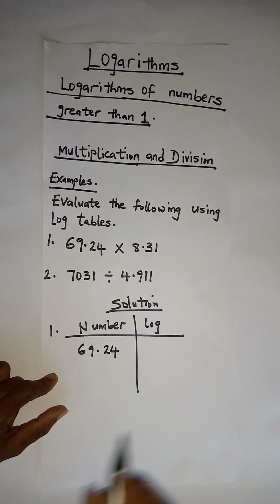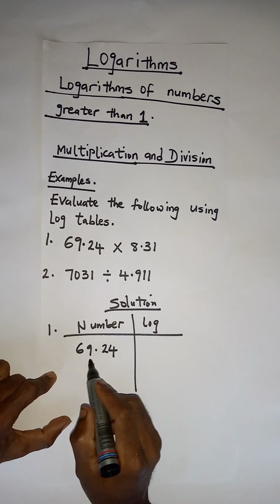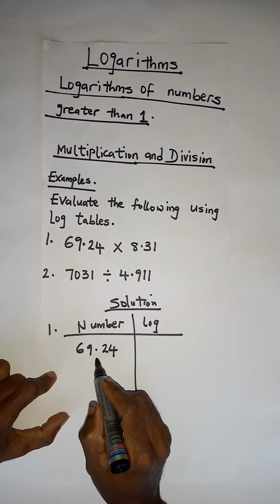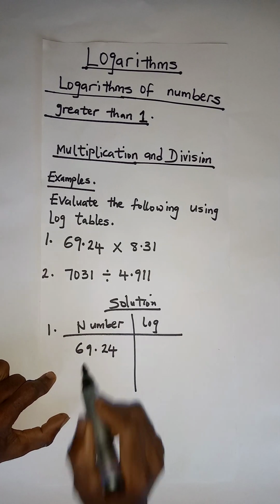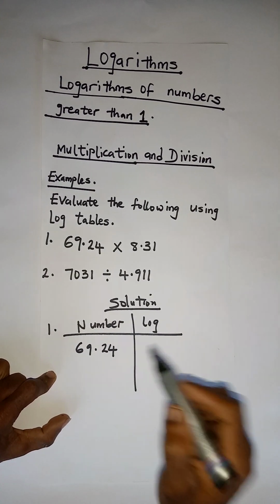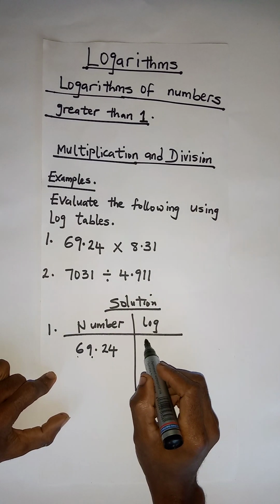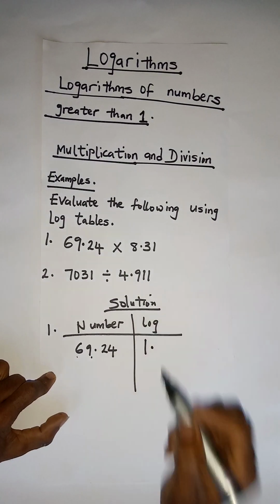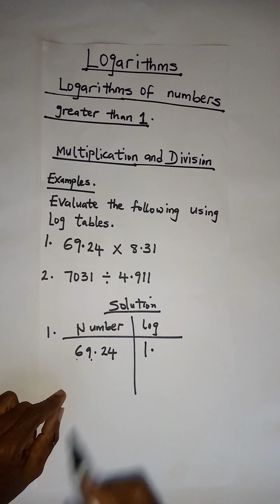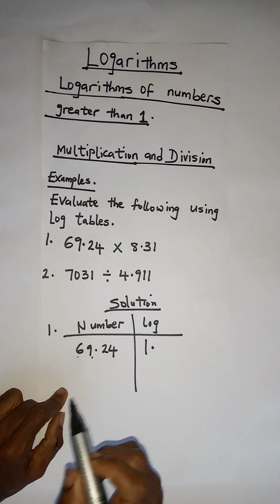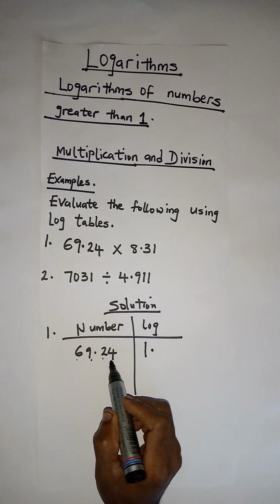For the first question, the first number we have is 69.24. Okay, now you check the number very well. We have two numbers here before the decimal point. So in one of the rows, if you have any number, one should be subtracted from it. So I have a two-digit number, so 2 minus 1, I'm going to have 1 point. Then the next step, we're going to check out the logarithm of this number. So we're going to check the logarithm of 69 under 2 difference 4.